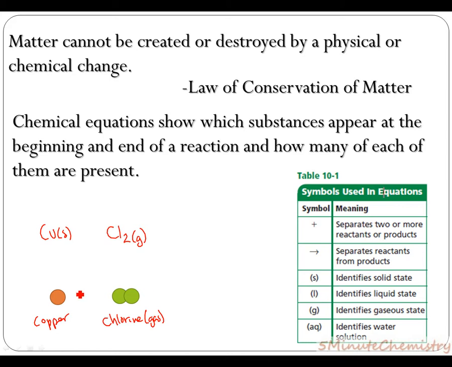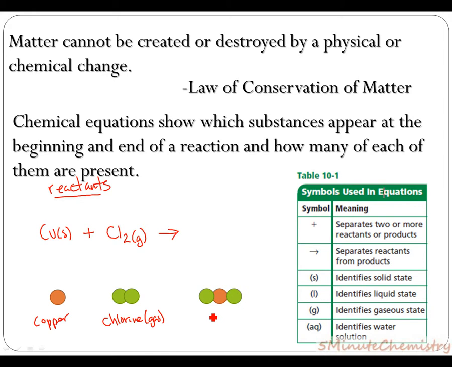So what we have here at the beginning of our reaction, our copper and our chlorine gas, these are what we refer to as the reactants. Okay? The things that are going to react are called reactants. Now, to show that they're going to come together, we're going to draw our plus sign. So this indicates the copper atom joins with the two chlorine atoms, and then you draw the arrow to indicate they're going to chemically change here.